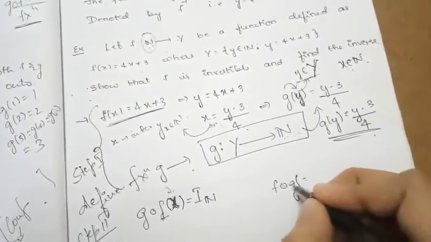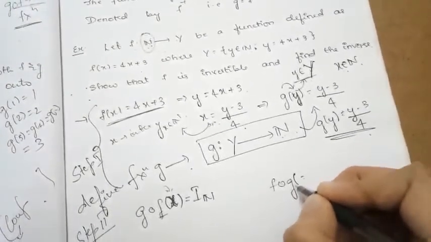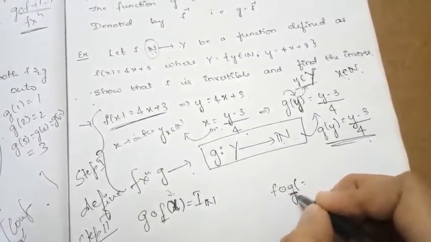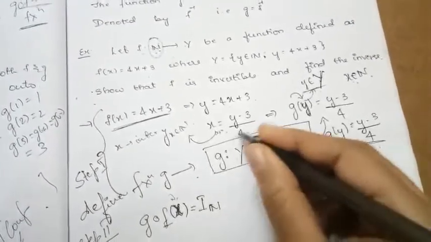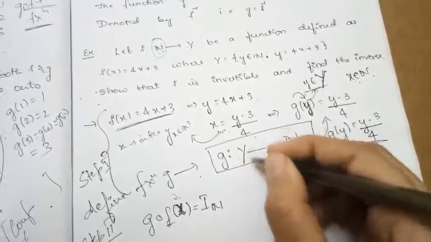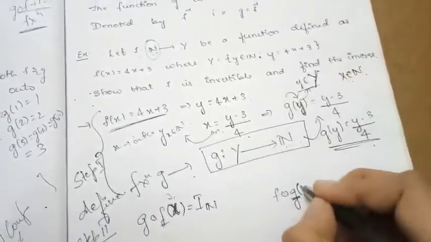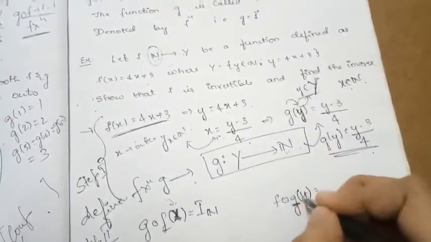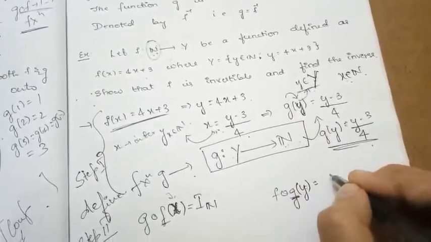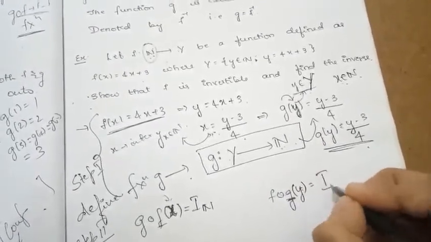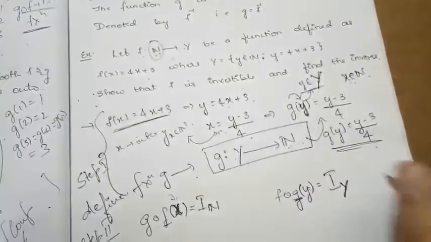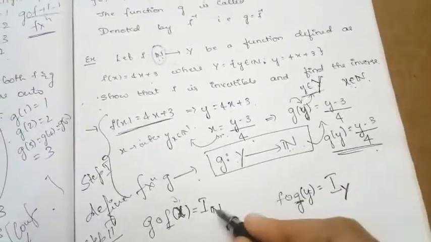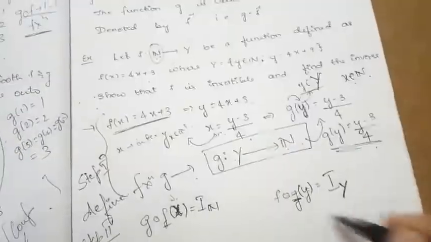Similarly here, which elements are you inputting? You are inputting the elements which are in the domain of the function g. What is the domain of g? It is the set Y, and the elements belonging to the set Y are small y. So g of y: after inputting y, you get the same element y, and that y belongs to the set capital Y. So I_N and I_Y are nothing but identity functions.